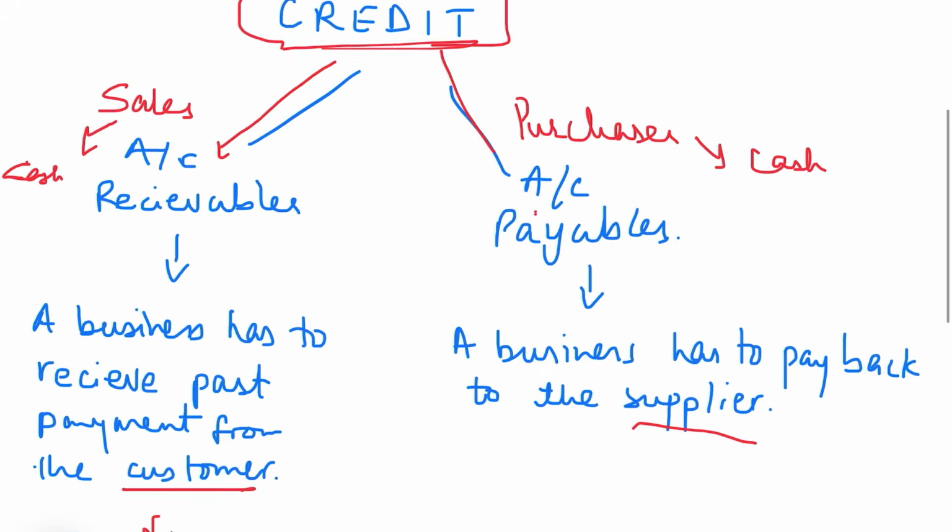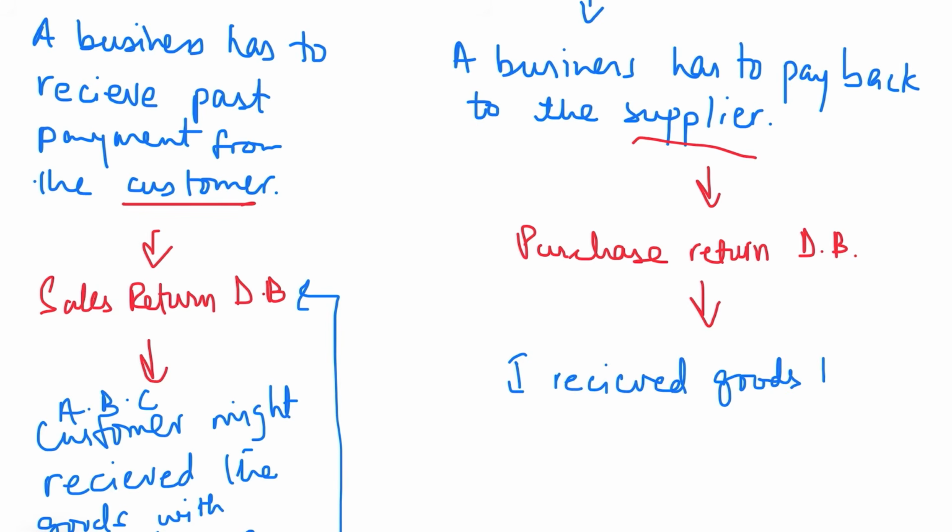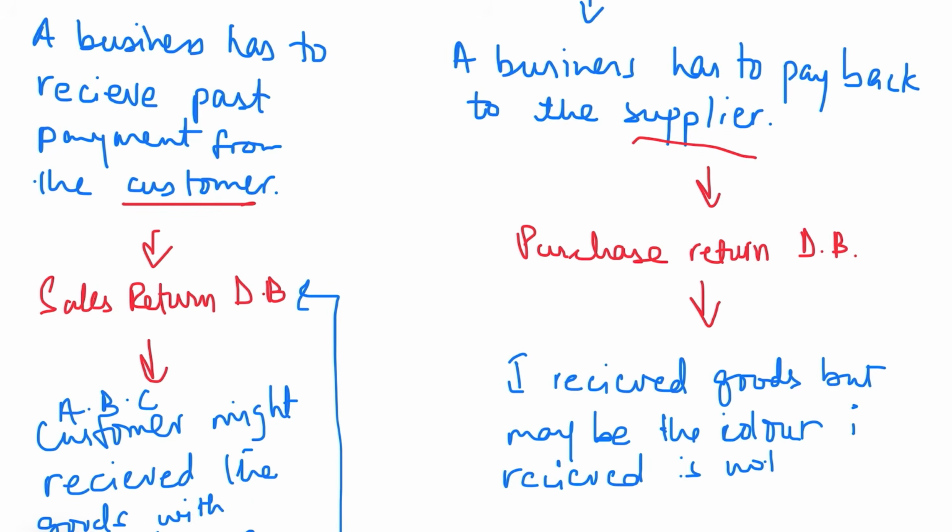Same goes for the purchase returns day book. So for example, I'm the customer, I received goods, but maybe the color I received is not the one that I ordered, right?